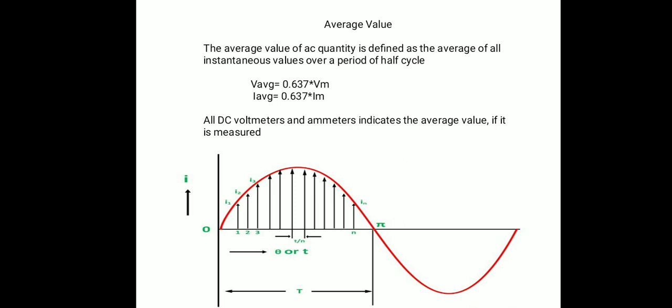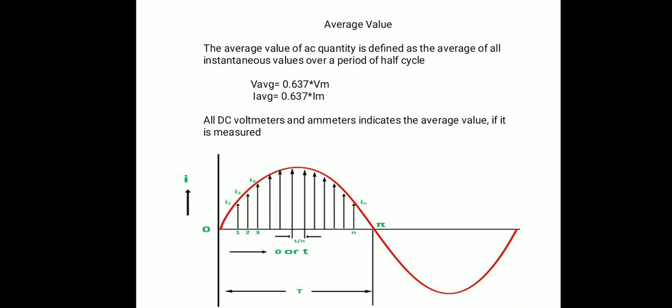So the average value of an AC quantity is defined as the average of all instantaneous values from I1 to In over a period of half cycle, and that can be determined by V average equal to 0.637 into Vm. If we multiply the 0.637 constant with Vm, it gives us the average value of voltage, and the average value of current is 0.637 into Im.